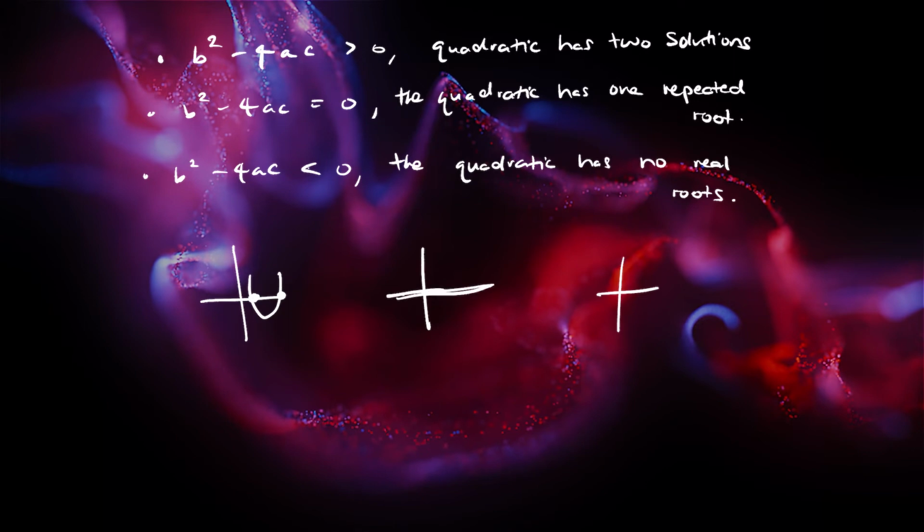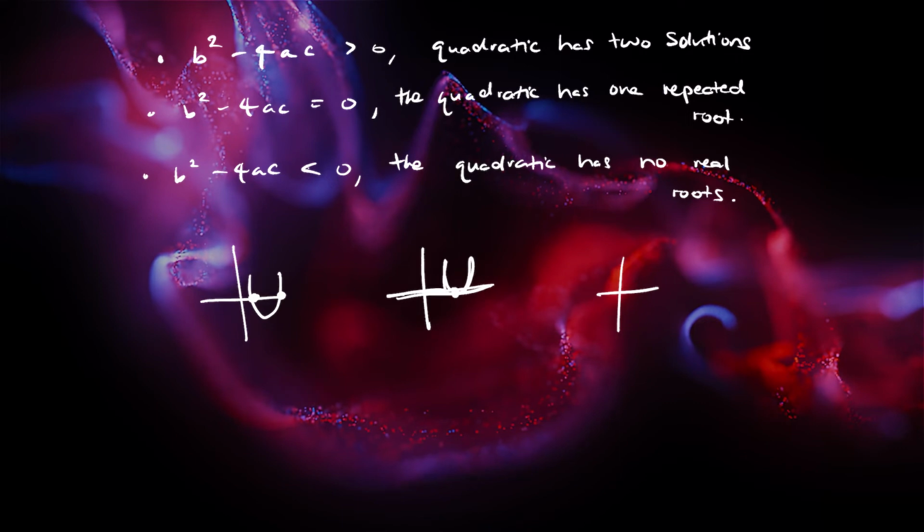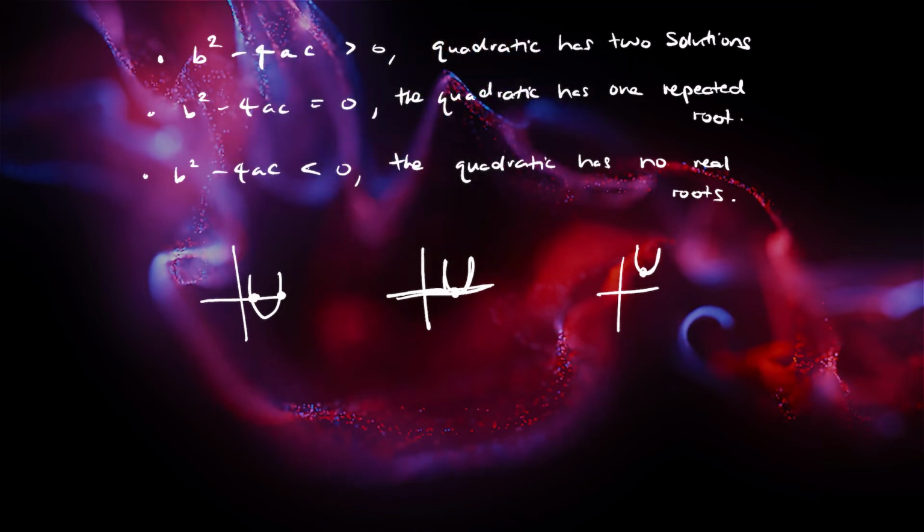For it equaling 0, it's just going to touch the x-axis at the vertex, right? And if the discriminant is less than 0, then our quadratic is above the x-axis, right? In fact, let me draw that. So it's never touching the x-axis.